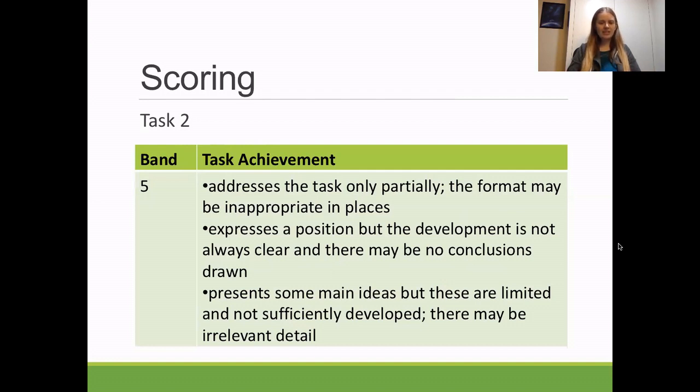And then the final point is present some main ideas, but these are limited and not sufficiently developed, or there may be irrelevant detail. So you don't have enough detail, or you may have details that aren't so important to the fact that you're trying to argue or present.